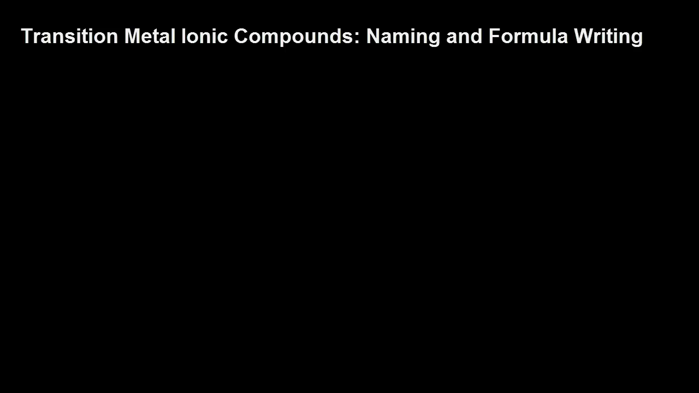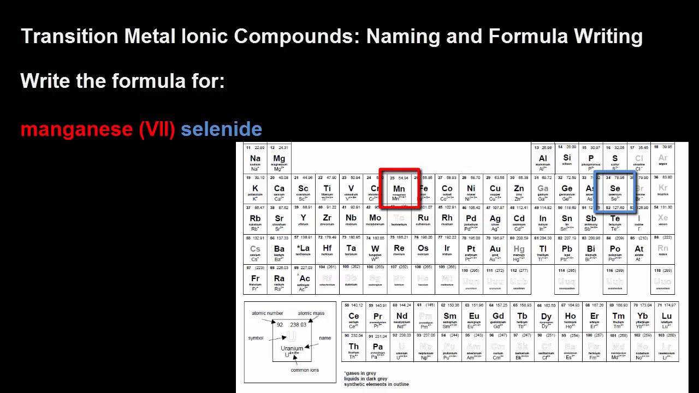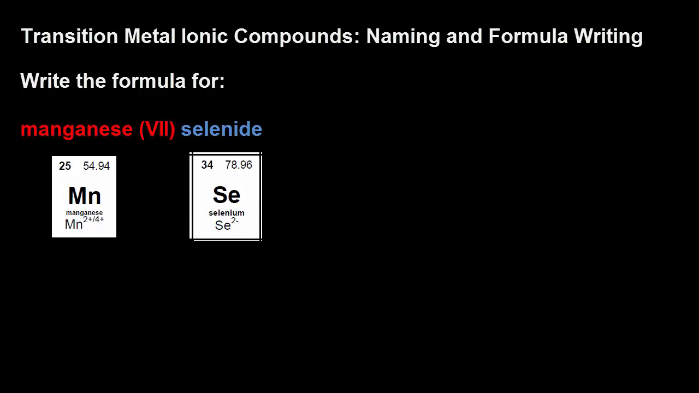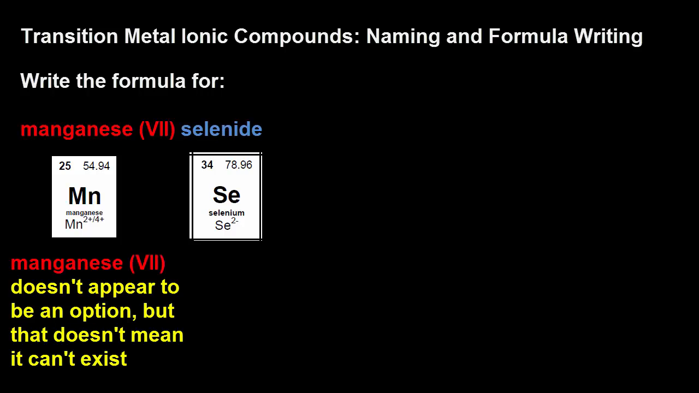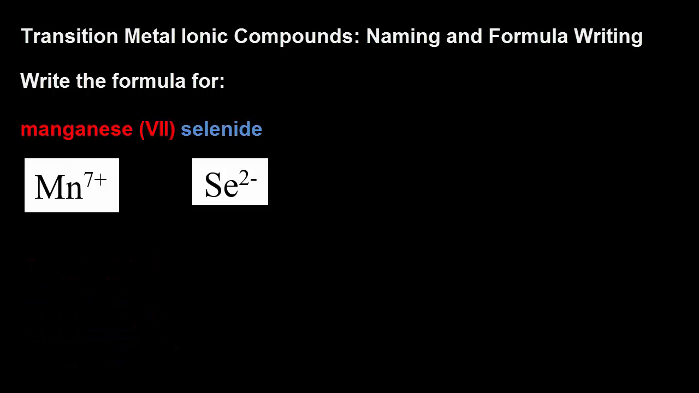So the compound we're going to work with is manganese(VII) selenide, and I've got it color coded here for you. You'll notice maybe that selenide, found on your periodic table, has a charge of -2, but if we were to zoom in on the box for manganese, we notice that 7+ doesn't appear to be an option. Don't be afraid of this. There are many charges on the transition metals that aren't shown on our periodic table, so let's work through this problem and assign the formula nonetheless.